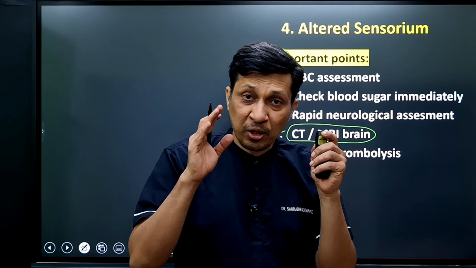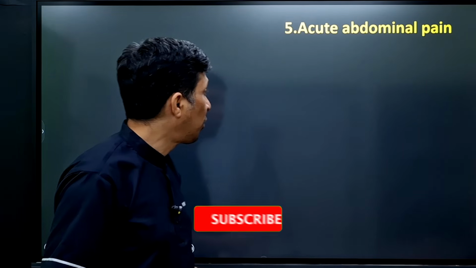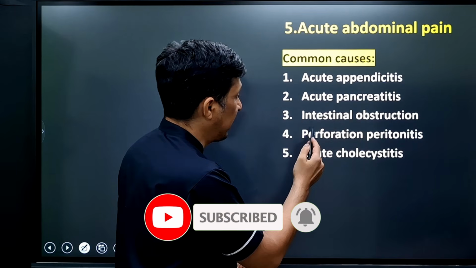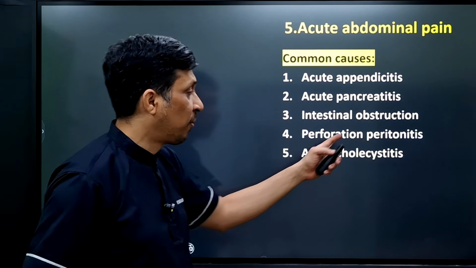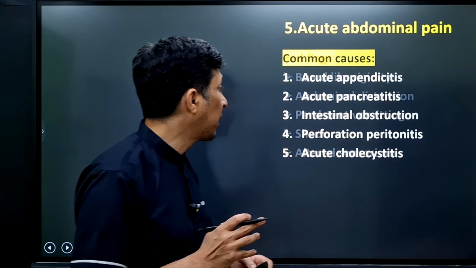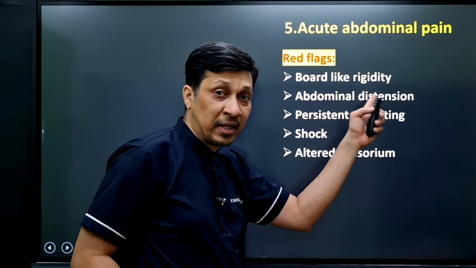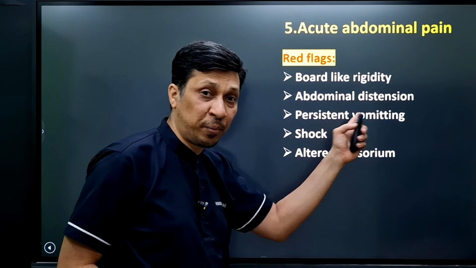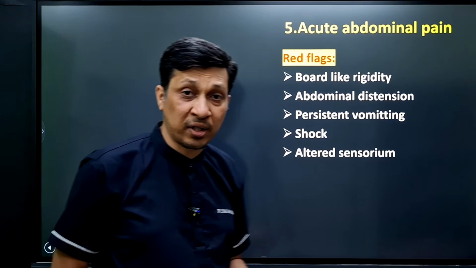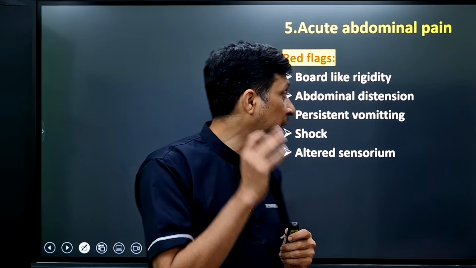Now the last but not the least is the presentation of acute abdominal pain. The common causes here are acute appendicitis, acute pancreatitis, intestinal obstruction, perforation peritonitis, and acute cholecystitis. The important red flag signs are board-like rigidity, abdominal distension, persistent vomiting. Then if the patient is in shock or if the patient is having altered sensorium, these are all the red flag signs in case of acute abdomen.